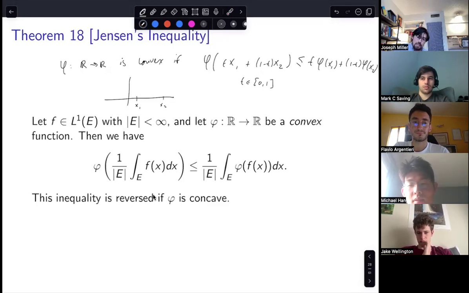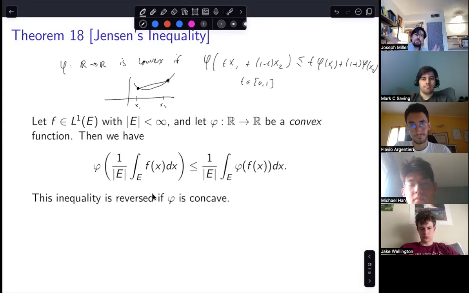Right? And so what this would mean is for every 2 points, I want my function to be below this line if I was to look at this inequality. Right? So that's what convex means. It's like going upwards. It's a little more general a condition. This doesn't have to be continuous, for example. So this phi doesn't have to be continuous.